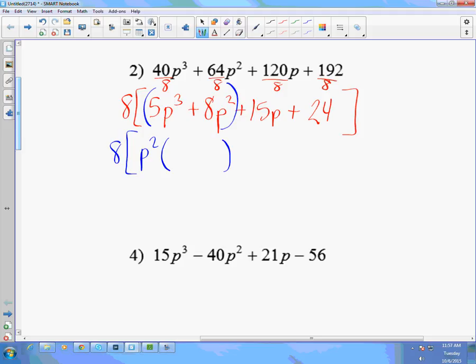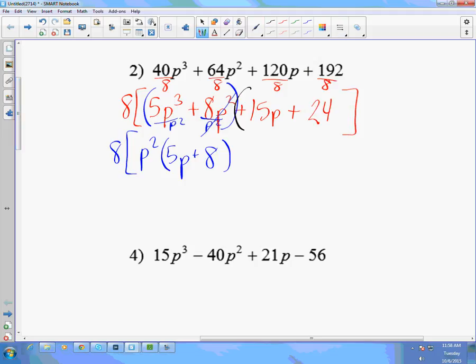Okay, Drew, if we take off p squared from both of these terms, what would you be left with? 5p cubed divided by p squared. So we take off 2 p's. What's left? What about the 5? 5 still there? 5p plus 8p squared divided by p squared. P squared divided by p squared, doesn't that cancel? So we just get 8. Okay.